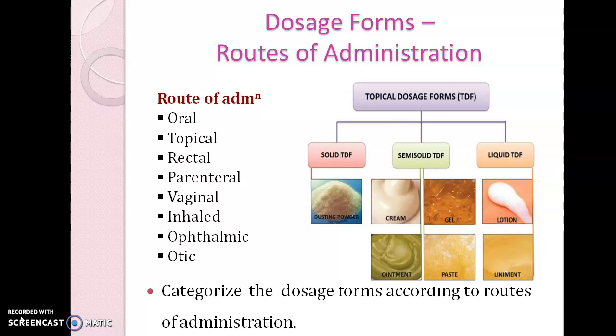As we discussed the classification of dosage forms according to physical state, in the same way dosage forms are classified according to the routes of administration: oral route, topical, rectal, parenteral, vaginal, inhalation, ophthalmic, otic. These are the different routes by which the different dosage forms can be taken, and according to that they are classified. For example, we have taken topical dosage forms, which are further classified into solid, semi-solid, and liquids, with different examples. So it is an assignment for all of you to categorize the dosage forms according to the routes of administration.